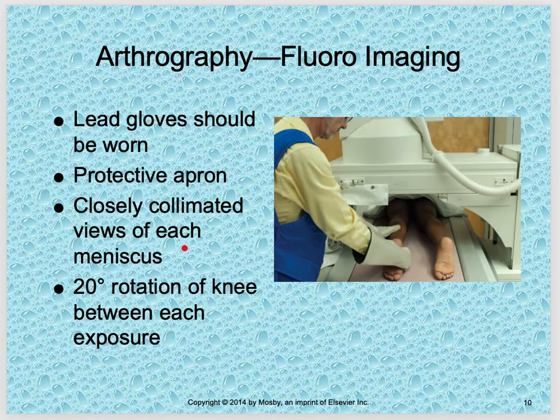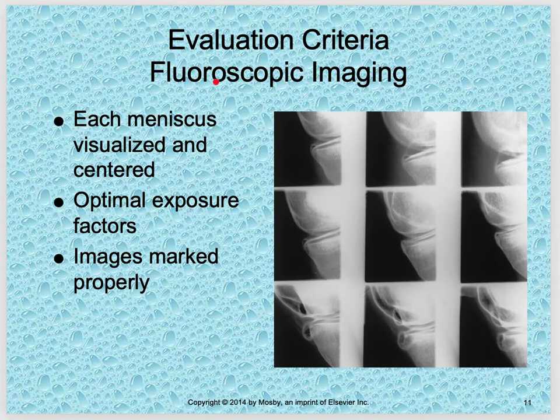So you should wear lead gloves and a protective apron. You're going to closely collimate views of the meniscus, and then 20 degree rotation of knee between each exposure. So you're going to rotate 20, take a picture, rotate another 20, take a picture, rotate another 20, and take a picture. So these are for your fluoro imaging. And anymore, if a radiologist does it, he just kind of fluoros while he's moving it, so he knows what everything looks like.